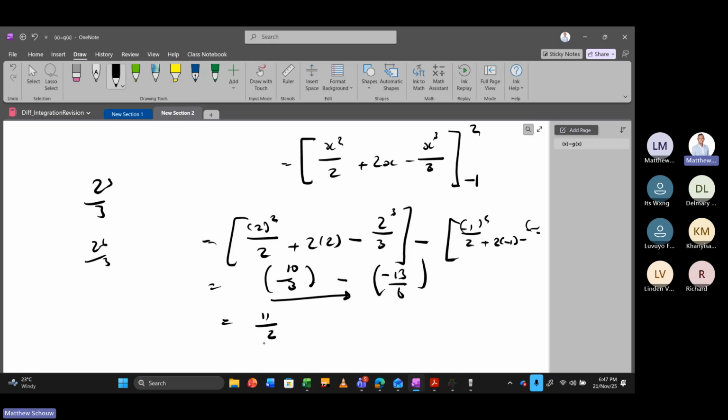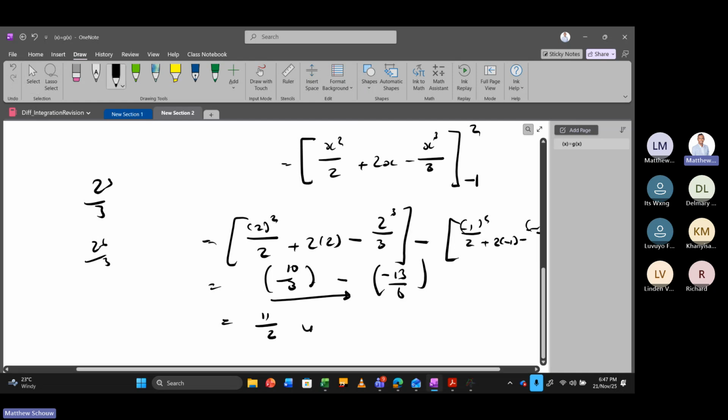You will just check what the memo gets. The memo could be wrong. That's 11 over 2 units squared. I support this answer.